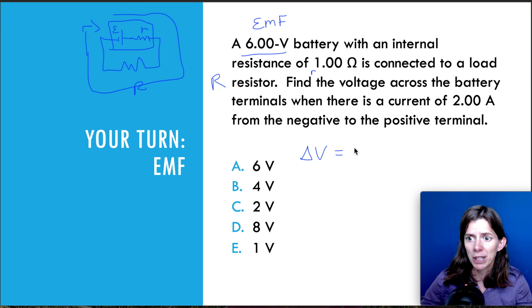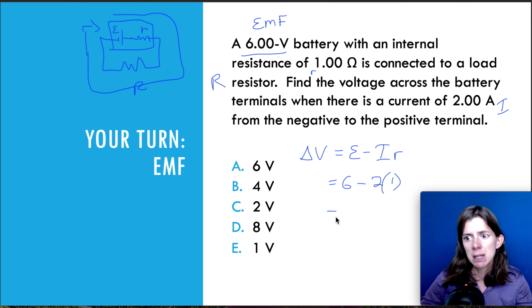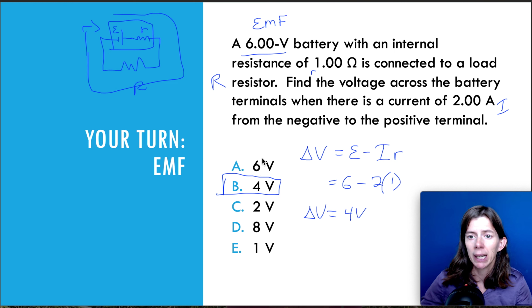The terminal voltage is the EMF minus IR. So 6 volts minus the current, 2 amps, times the internal resistance, 1 ohm. 6 minus 2 is 4 volts. So hopefully this clears everything up. The terminal voltage is 4 volts. That's what we get from this battery once we connect it to this resistor. The actual rating of the battery is a 6-volt battery. That's how much voltage you get if it's not connected to anything.